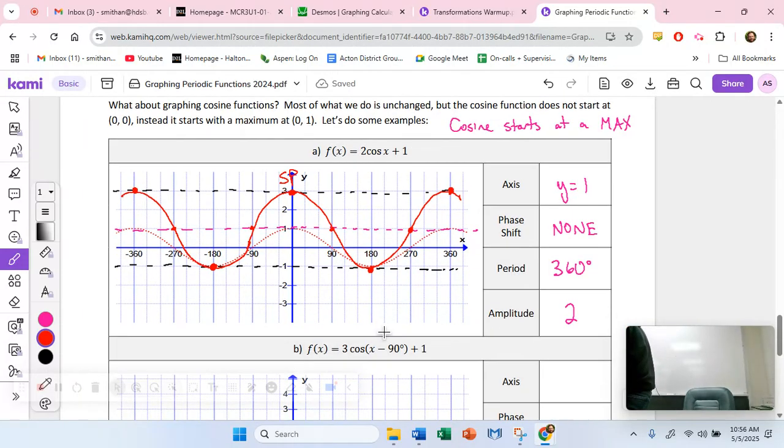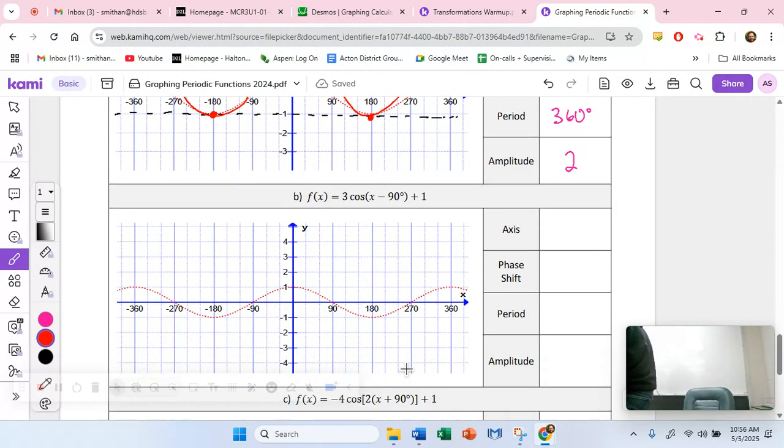Can you try this next one? I haven't changed the period for this one yet. I'm going to give you a head start, and then maybe we'll do C together. C has everything.